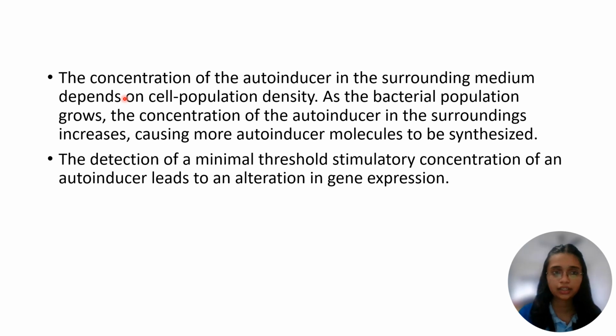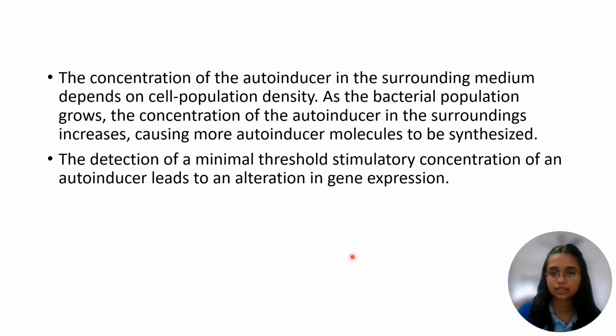So as we saw earlier, the concentration of autoinducer in the surrounding medium depends on cell population density. As the bacterial population grows, the concentration of this autoinducer in the surroundings increases and causes synthesis and secretion of more autoinducers. And this autoinducer can only be detected when it reaches the minimal threshold stimulatory concentration, and after that it alters the gene expression.